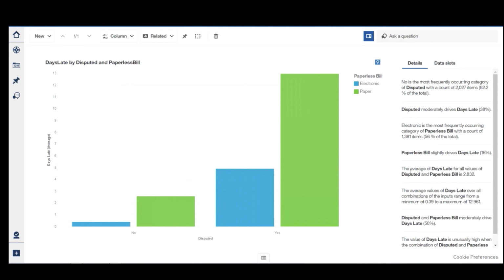If you notice right here on my right-hand side, as soon as I went into that exploration, the system is analyzing my information for me, so I don't have to do a lot of that heavy lifting. I want to understand, well, disputed moderately drives days late by 38%. So it's going through and diving into my data and understanding the relationships, and now coming back in just plain English, telling me what's going on with the numbers.